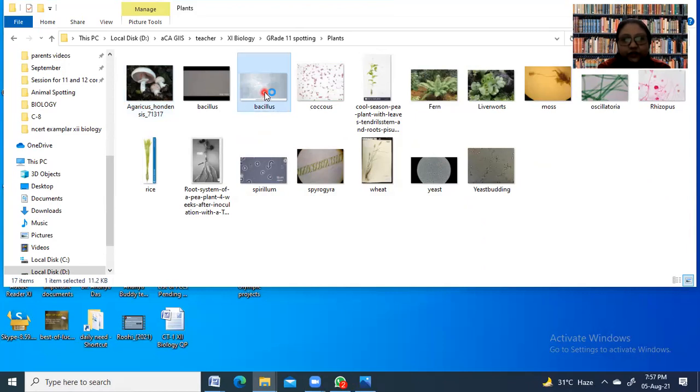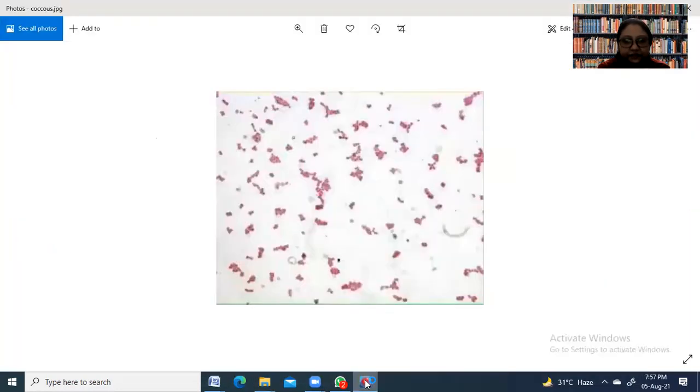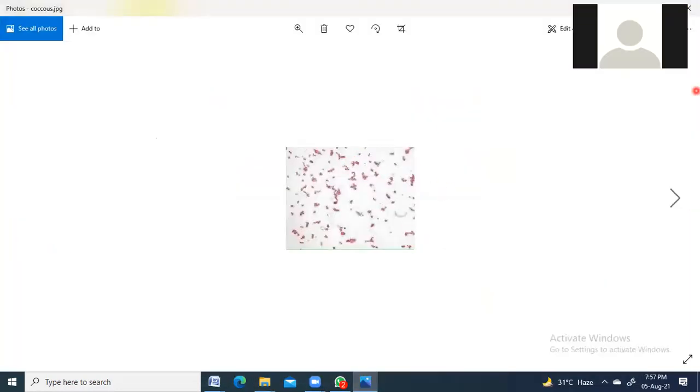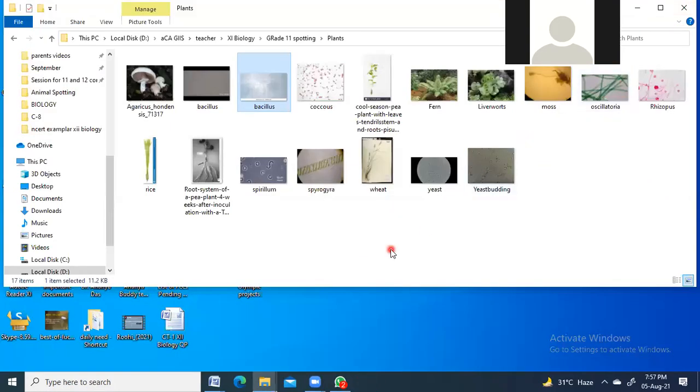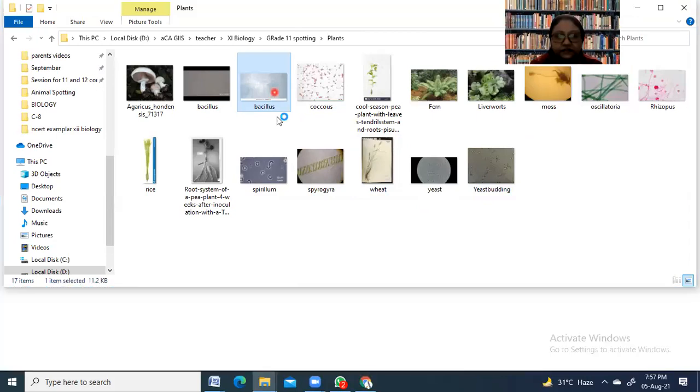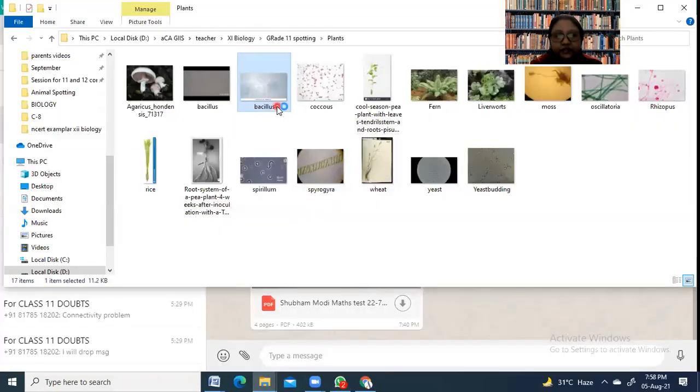I wish to share with you a few more images of bacillus. Ma'am, that does not look like coccus at all. Yes, it looked like Spirillum. They are not big. I was expecting them to have perfect shape. What is this? Bacillus bacteria. This is a clear image of the bacteria.